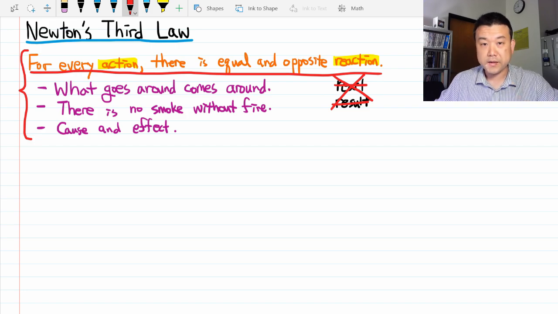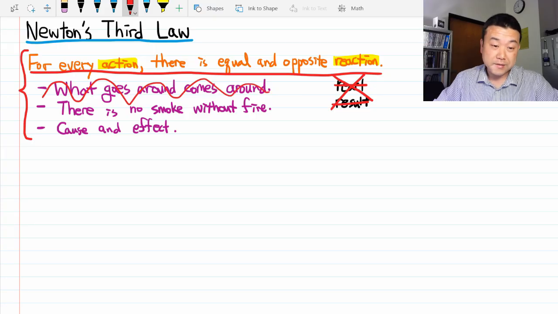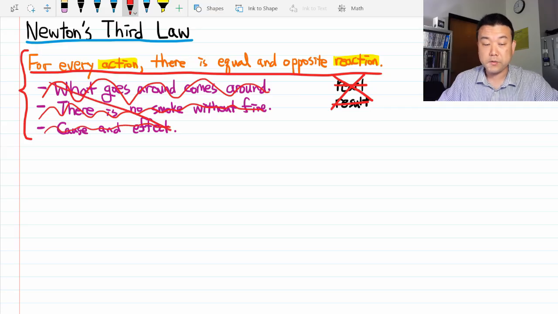So to make it extra clear, all these statements which may have seemed to you similar to what Newton's third law says, well, these are principles in life. I'm not saying they are wrong, but they have nothing to do with Newton's third law. That's what I want to point out before we start talking about what Newton's third law does really mean.